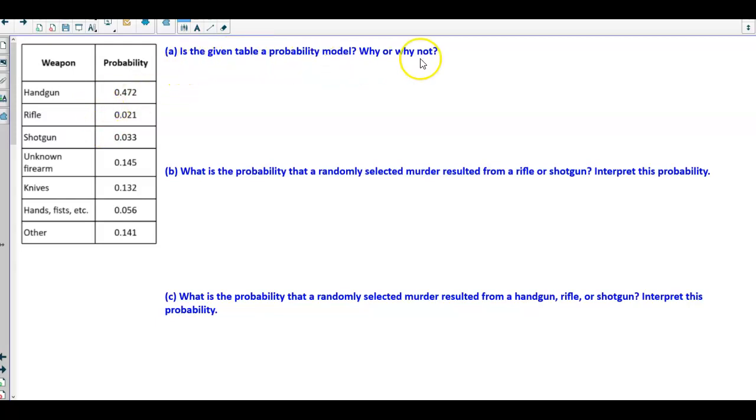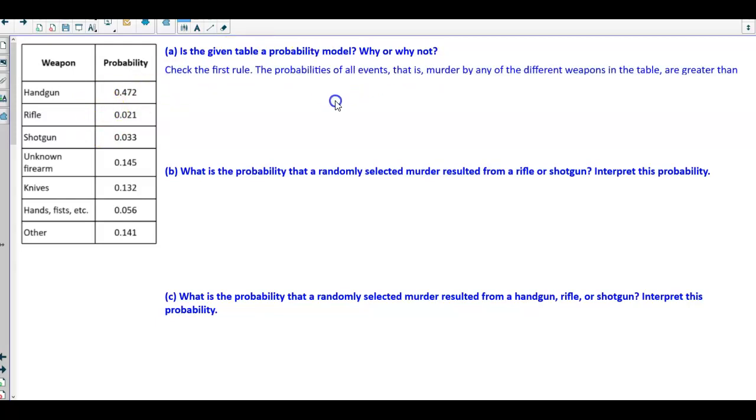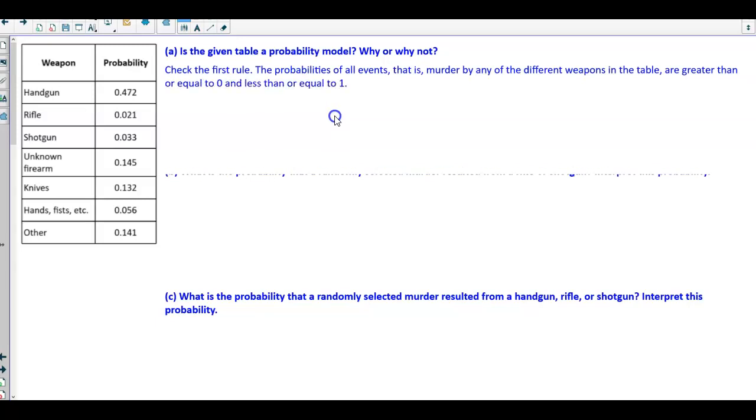So here's the table that we're looking at, and again, we're answering the first question. Keep in mind that we have to check the first rule, which means that the probabilities of all events, that is, murder by any of the different weapons in the table, are greater than or equal to 0 and less than or equal to 1. If we take a look at each of these probabilities, all of them are between 0 and 1, therefore it checks for the first rule.